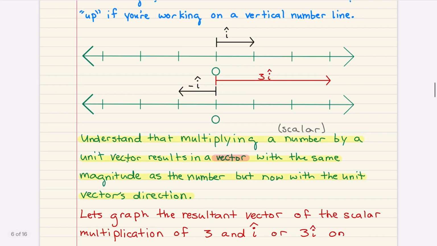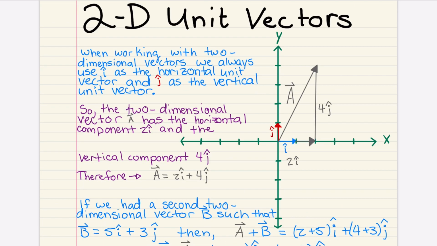All right. So understand that multiplying a number by a unit vector results in a vector always. So multiplying a unit vector by a scalar just gives you another vector. So of course, with two-dimensional vectors, we have to have two different unit vectors. I represents the direction on the positive and negative x-axis, and J is going to typically be the letter we use to represent positive or negative on the y-axis, okay? So when working with two-dimensional vectors, we always use I as the horizontal unit and J as the vertical unit vector.